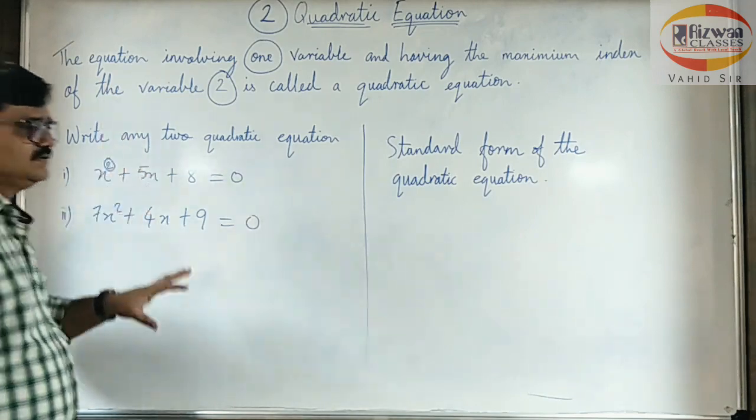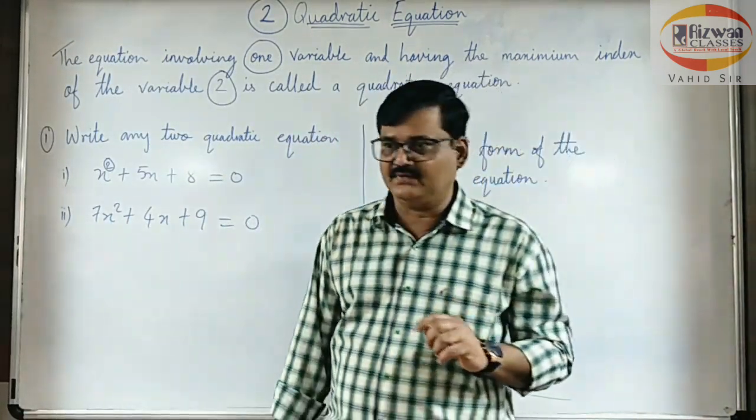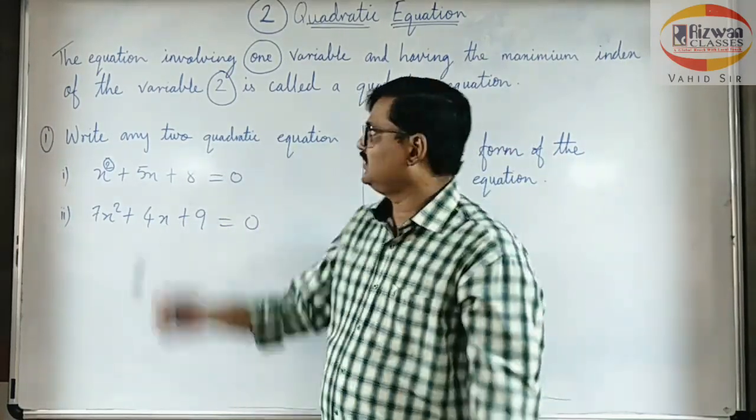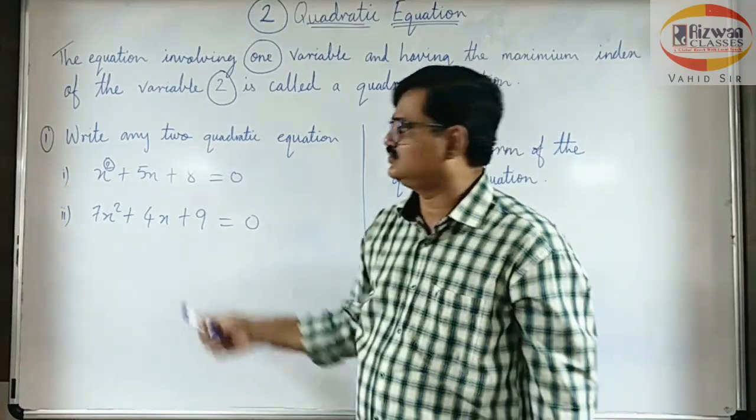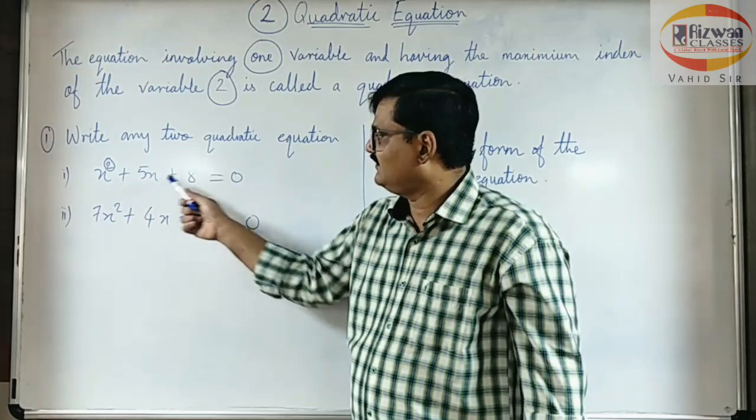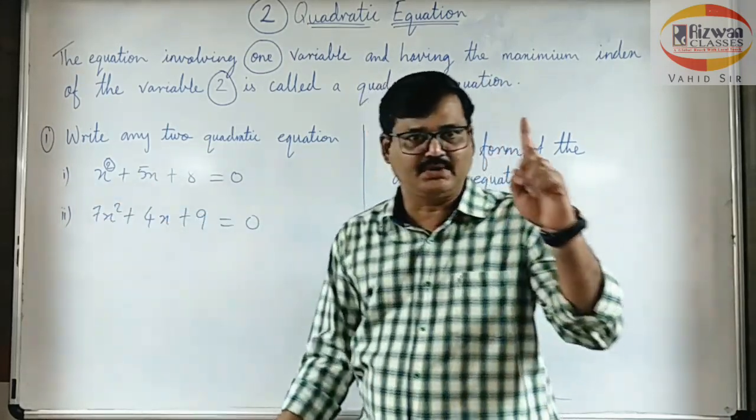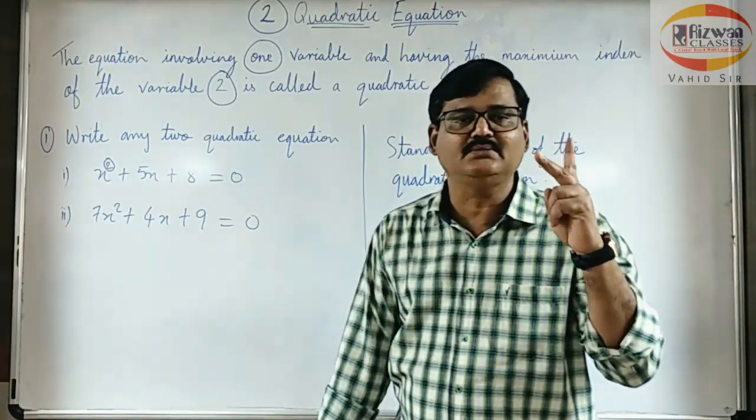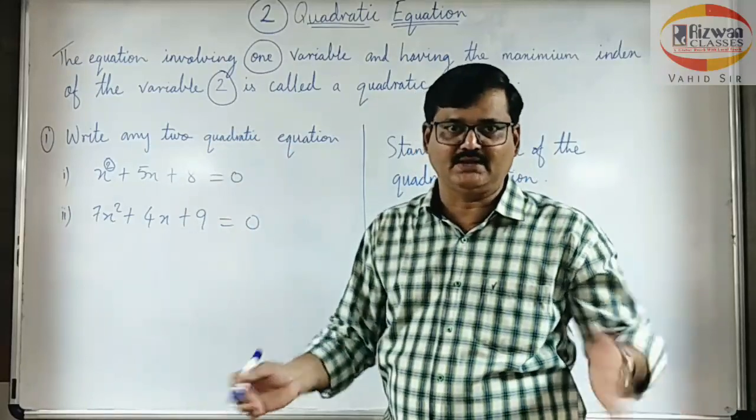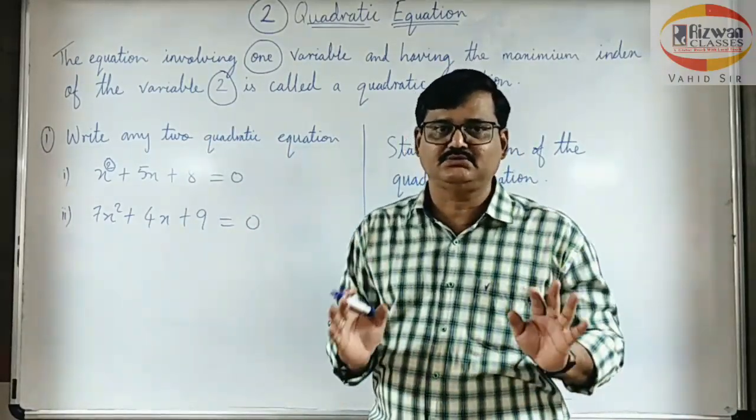Understood? This is practice set 1.2.1, where the first question says to write any two quadratic equations. I wrote them here so that I can explain, and you can write any two on your own. That is x square plus 5x plus 8 and 7x square plus 4x plus 9. It has to be one variable and the maximum index of that variable must be 2, no more than that. As I go further today, you will understand much better.